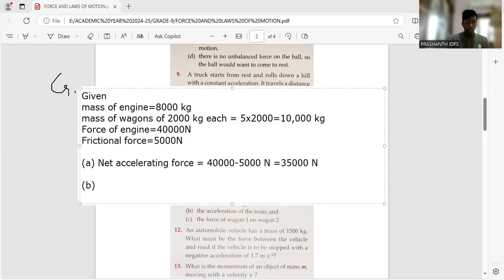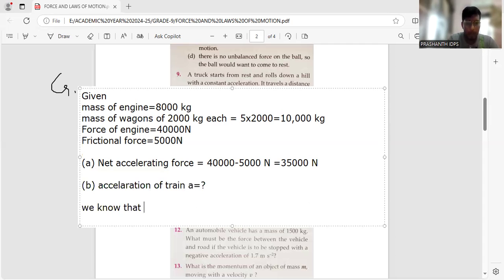Let us come to the second one. Secondly, what is he asking? He is asking to find the acceleration of the train, and also the force of wagon 1 on wagon 2. So what will be the acceleration of the train? We need to find the acceleration of the train. We know the formula: force is equal to mass into acceleration. With this, a is equal to F divided by m. Using this formula, you can easily find it.